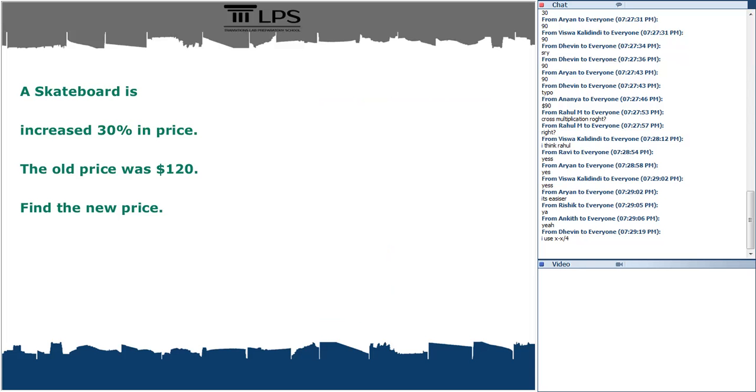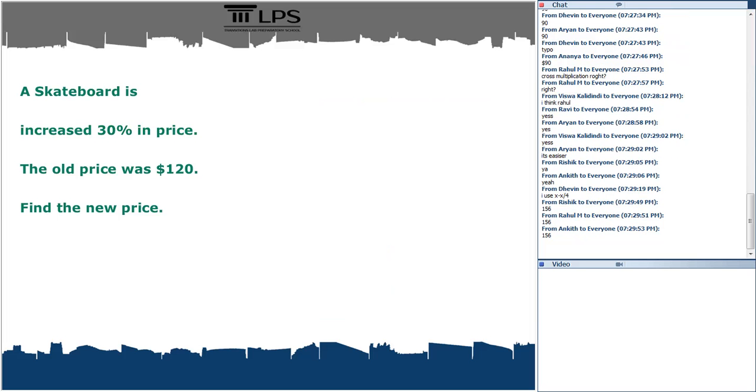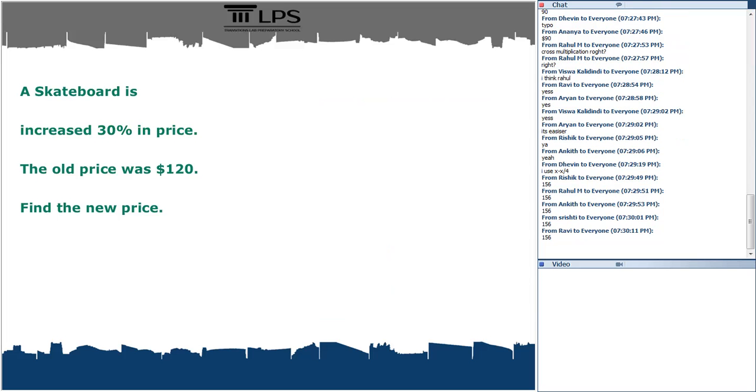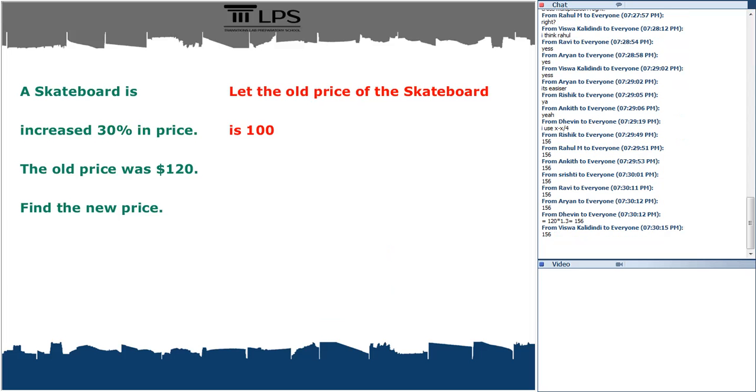So this time, a skateboard is increased 30% in price. The old price was 120. Find the new price. Oh, I already have answers there, that's nice. Rishik was the first one to answer the question. Very good, Ankit followed. Shrishti, oh, it's the first time she has answered the question. Good, you were the third one to answer. Yeah, Diven has the answer there. Excellent, Diven, you are using the method. Vishwa also has the answer.